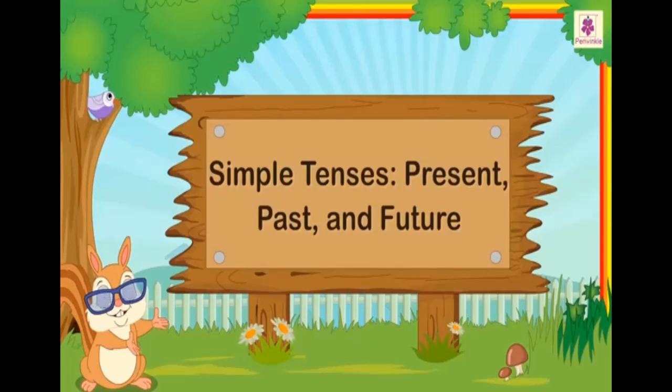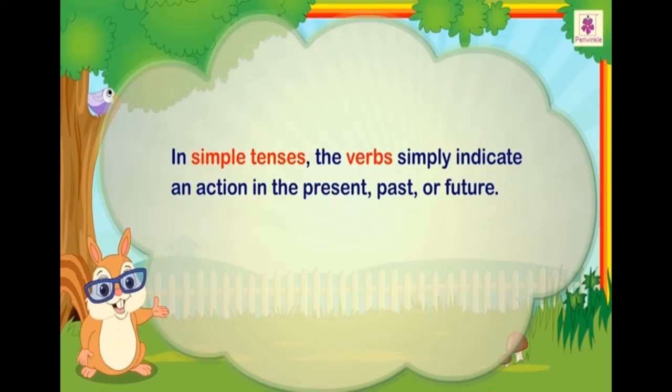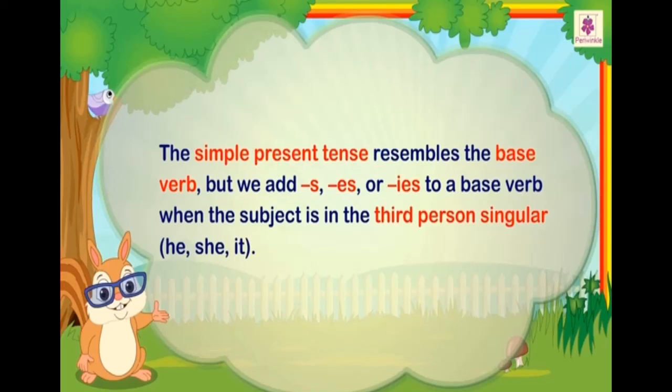Today we are going to start a new topic, that is tenses. So today we will do simple present tense, simple past and simple future tense. In simple tenses, the verbs simply indicate an action in the present, past or future. We often use sentences to talk about actions that happen in the present moment. Such sentences are said to be in the simple present tense.